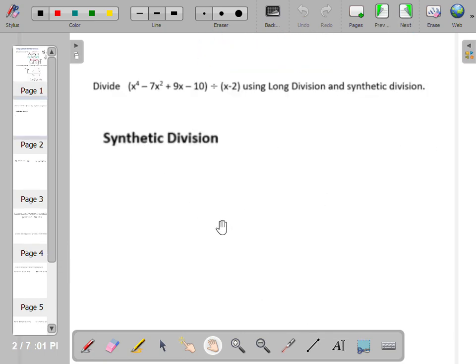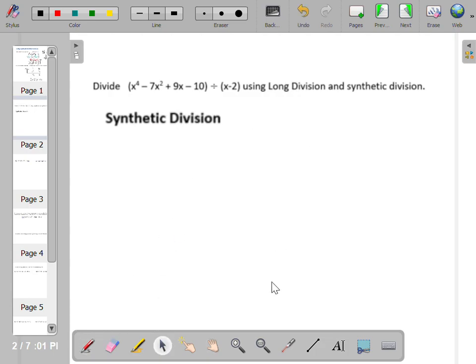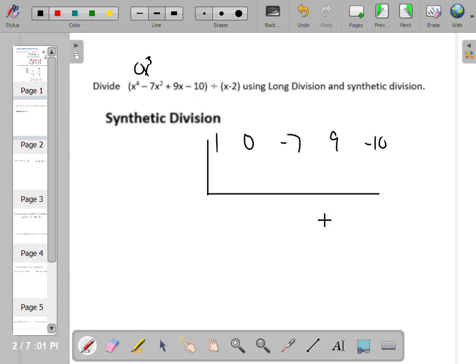Let's try and do it with a higher degree term. Well, first we're just going to do some synthetic division. We're not going to do long division right now. We might look at it later. So synthetic division, remember, this is degree 4, so we should have 5 terms. I only see 4. That means I have a missing one. I have a missing x cubed, so I need a 0. 1, 0, negative 7, 9, negative 10. And we're testing for zeros, essentially.